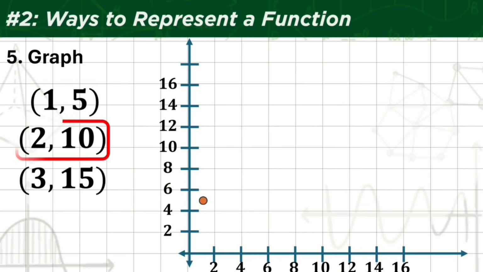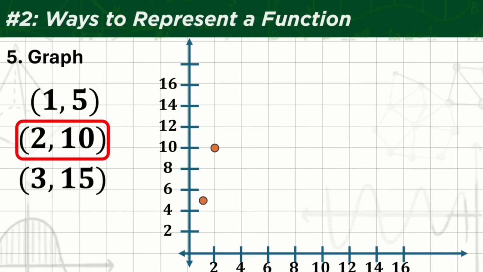For ordered pair 2 and 10, 2 is the x value and 10 is the y value. Since both the x and y values are positive, this means from the origin, we need to move the point 2 units right and then 10 units up.